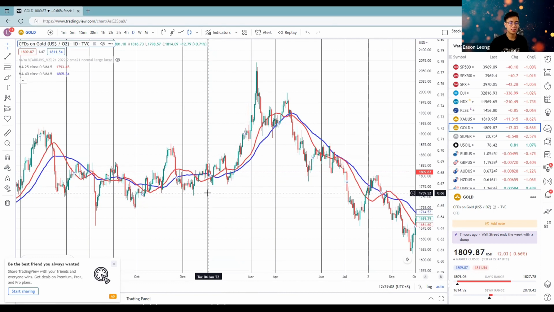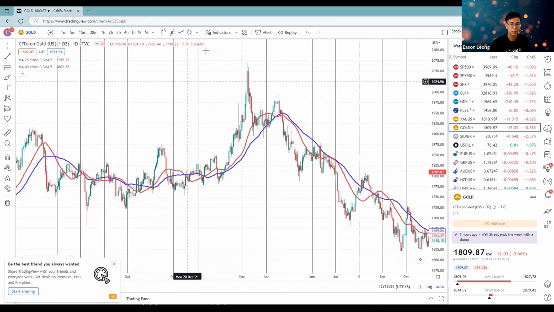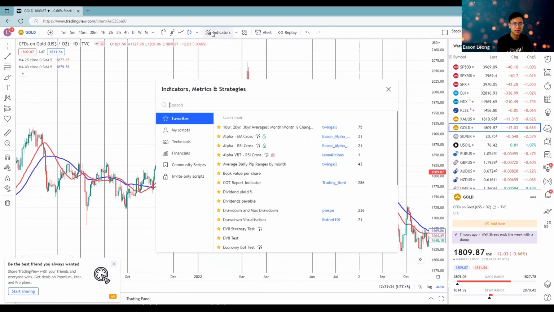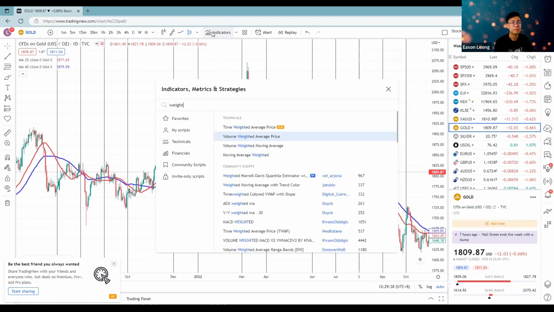And the step that you're doing here is what we call optimization, which is to find the best setting for this particular market, for this particular time frame. Now I also would like to talk about moving average type. The one that I'm using here is what people call SMA, simple moving average. But I have my personal preference, which is the weighted moving average.